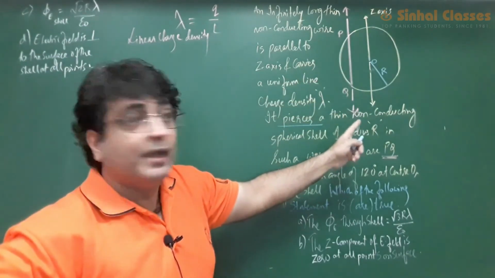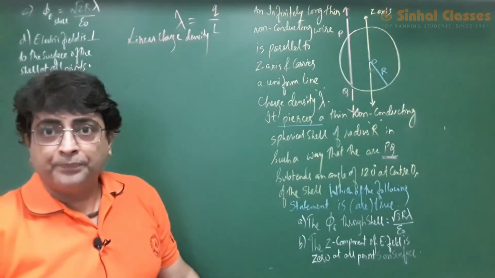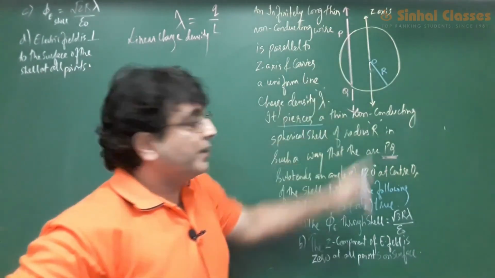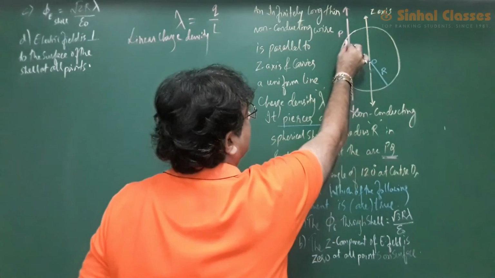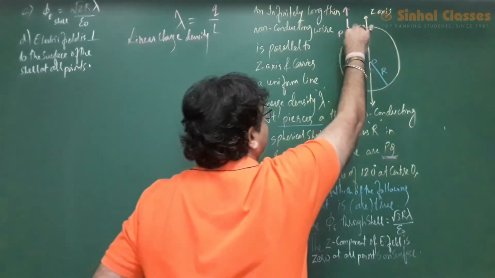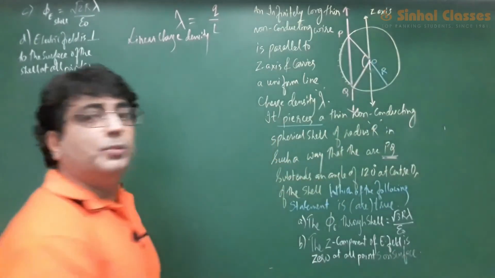its length, students. This wire is pierced through a spherical shell of radius capital R. Now the points P and Q, what do they do? They subtend an arc. Please wait, students. This particular arc subtends how much? It subtends an arc of 120 degrees at the center of the circle we consider.